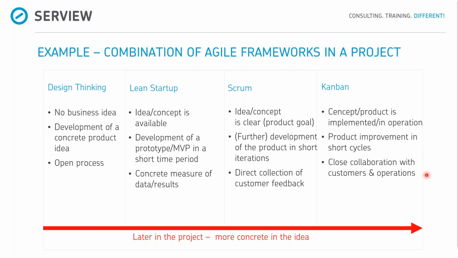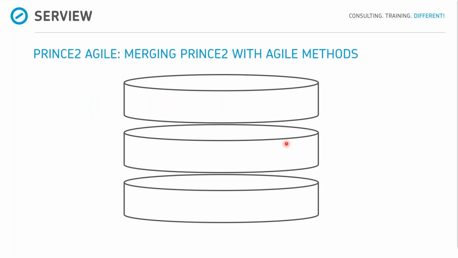However, these are only frameworks. Design thinking, lean startup, Scrum, Kanban are only frameworks. And to be able to apply them in a project, you need a project methodology which is on top. Because we need a responsibility which can manage the project, we need a strategic direction. And this you have, for example, with Prince2 Agile.